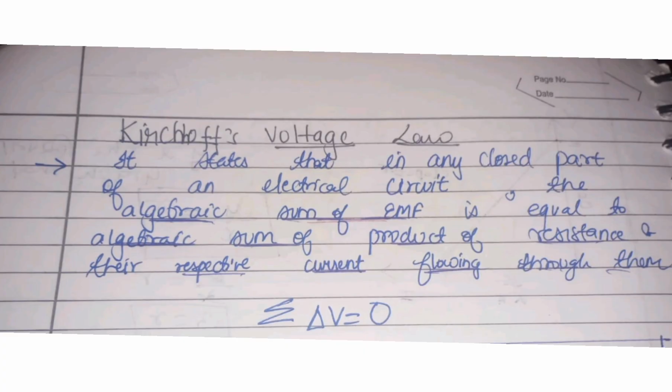It states that in any closed part of an electric circuit, the algebraic sum of EMF is equal to the algebraic sum of the product of resistance and their respective current flowing through them.